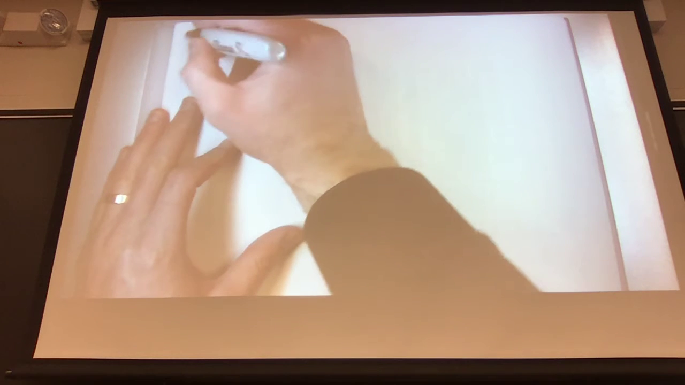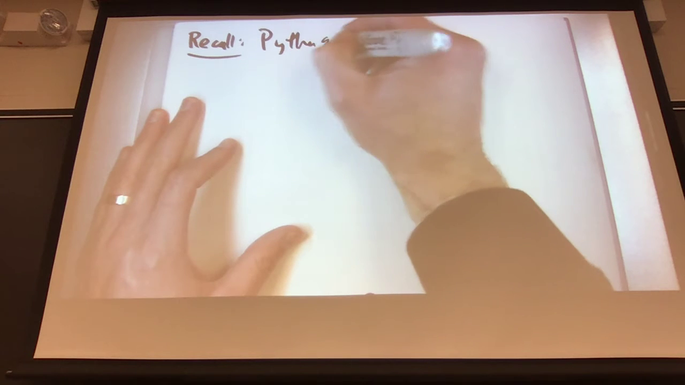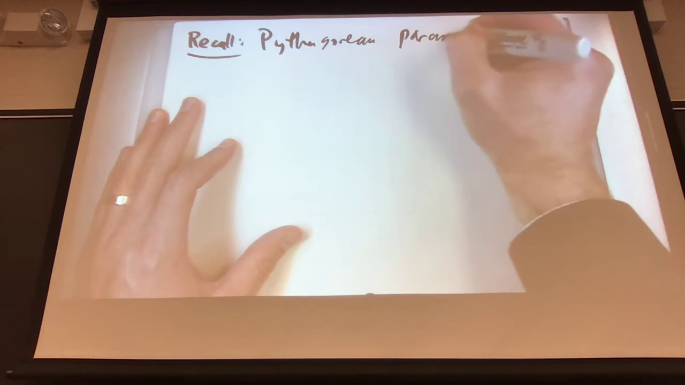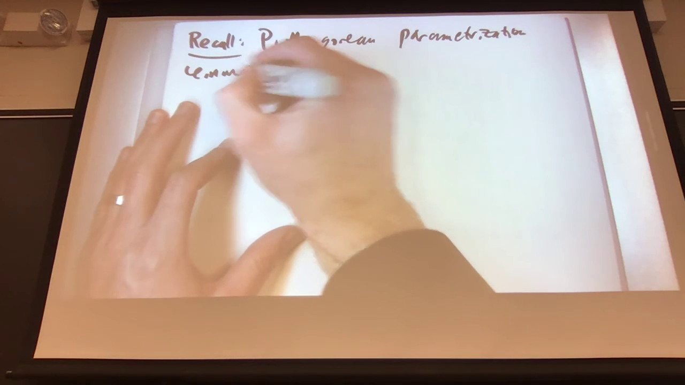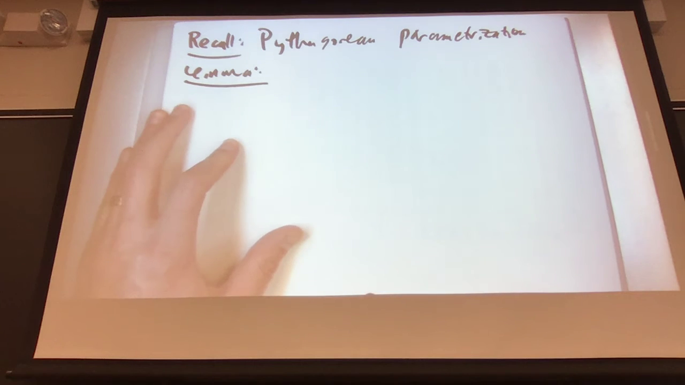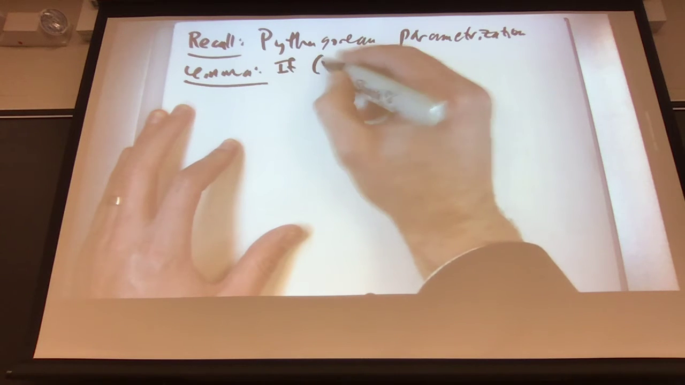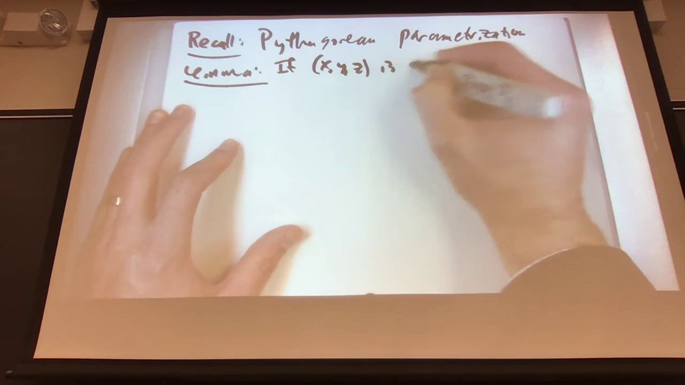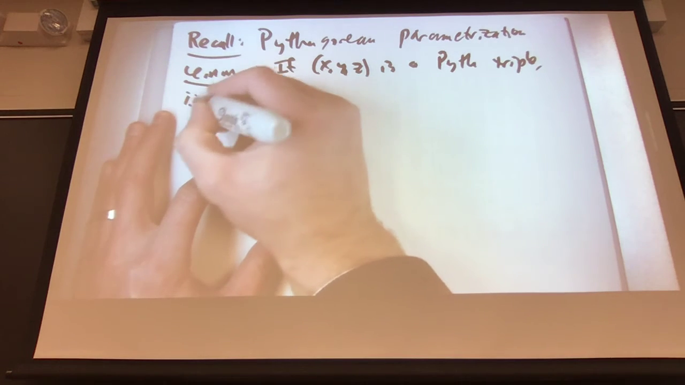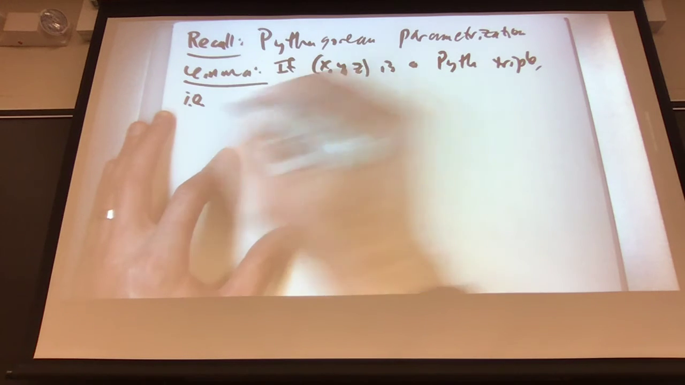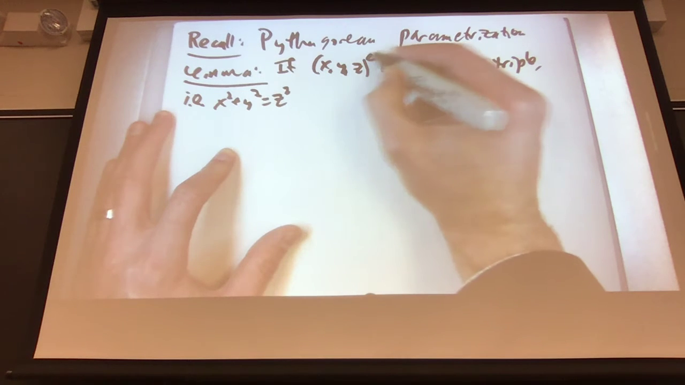Proof from the Pythagorean parametrization lemma. So recall the lemma. You can see the lemma says if x, y, z is a Pythagorean triple, i.e., x squared plus y squared equals z squared, and this is a triplet of integers.